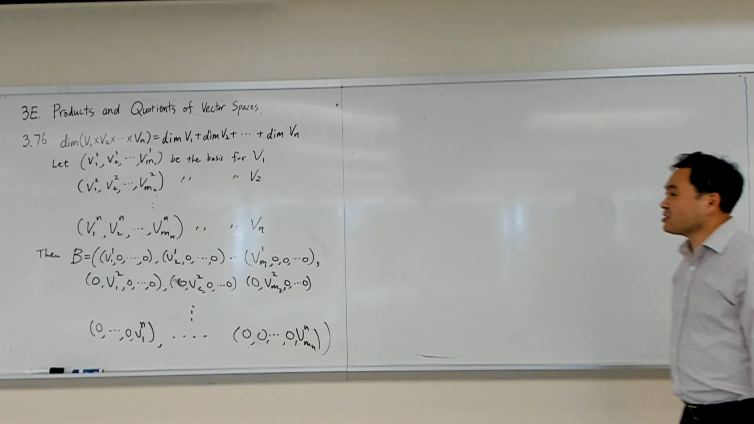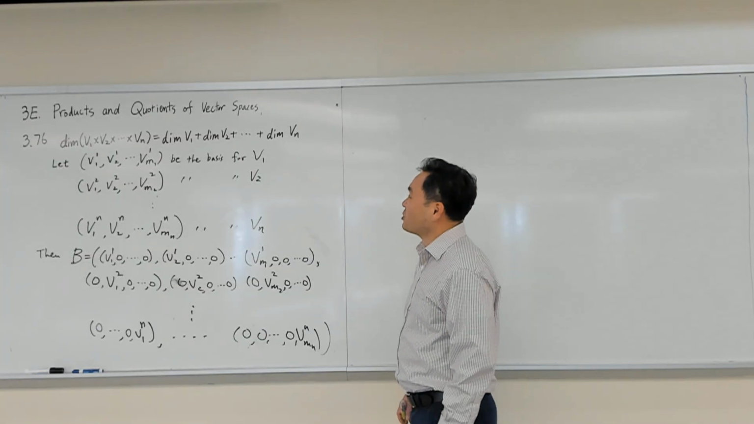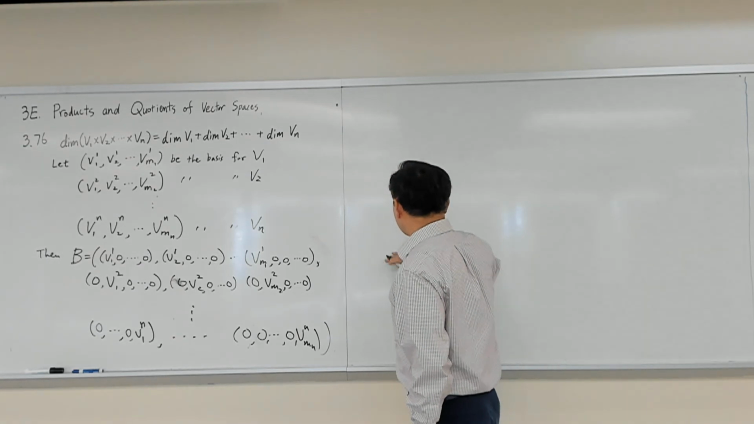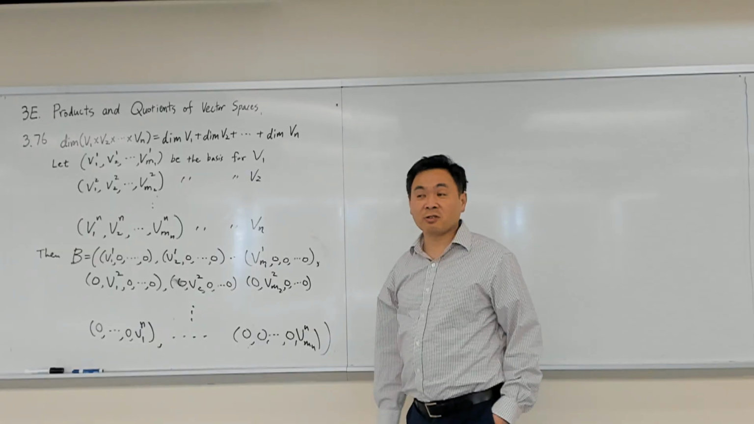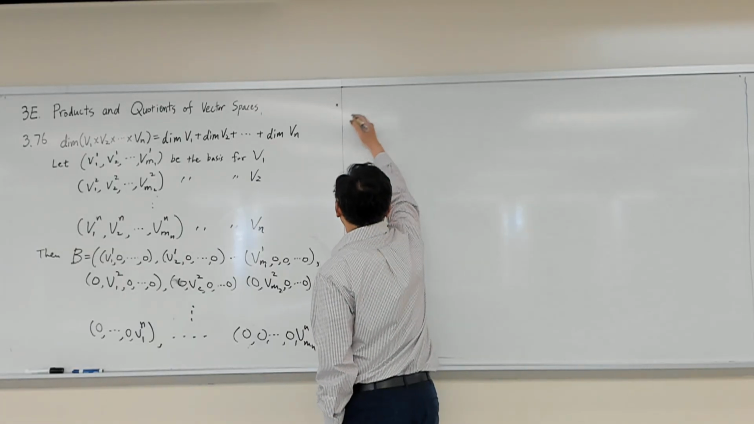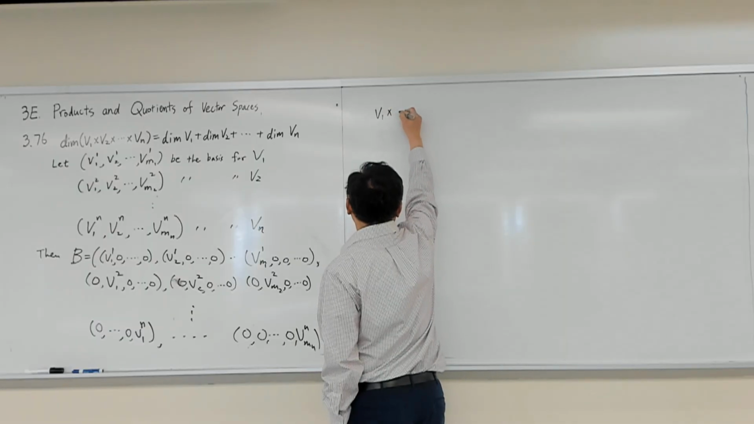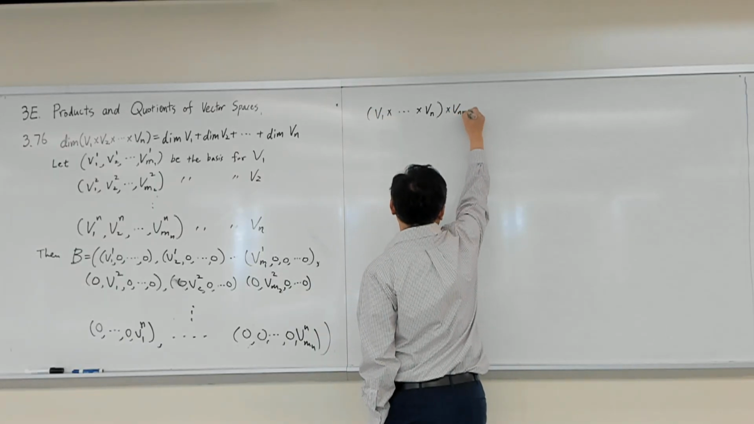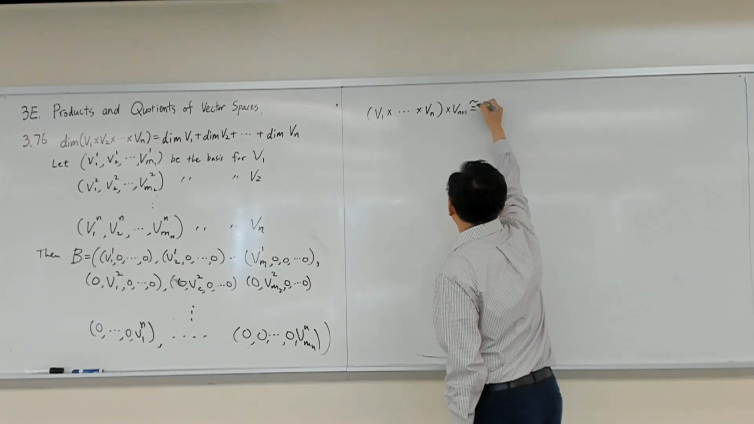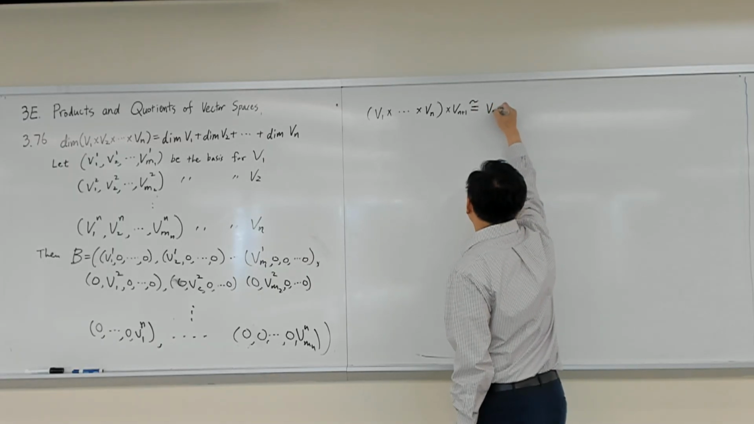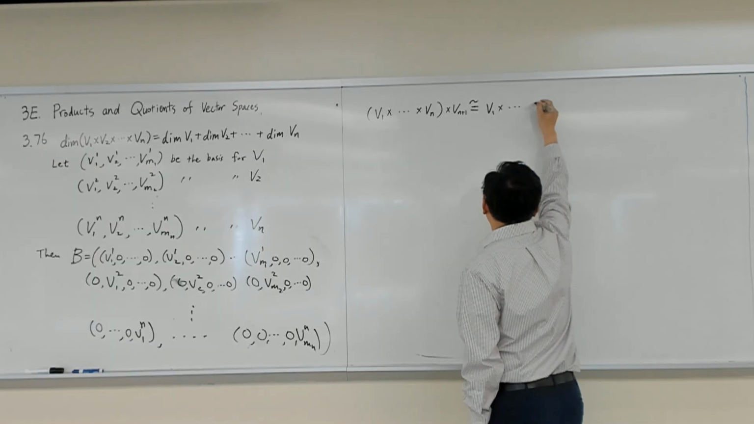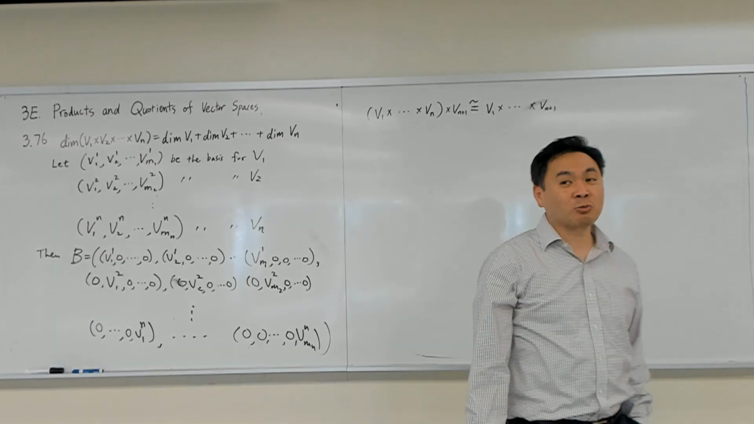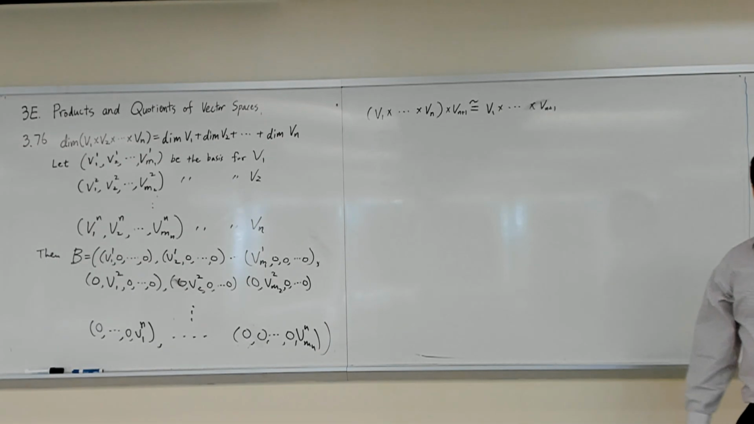If you don't like this, because it's not rigorous enough, I would say you can go about proving this by using induction instead. So to use induction, you can first show that if you have V1 cross through Vn cross Vn plus 1, that's naturally isomorphic to V1 until Vn plus 1, because there's a natural isomorphism between them.